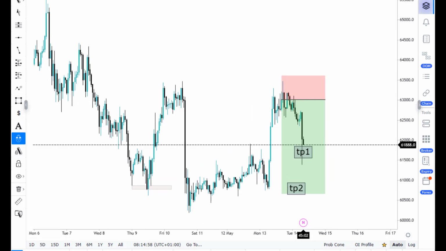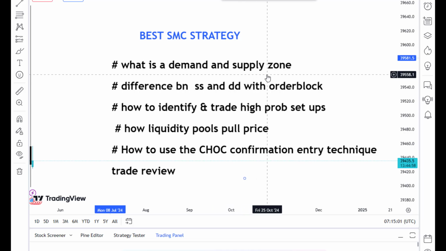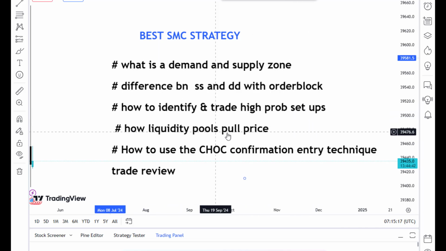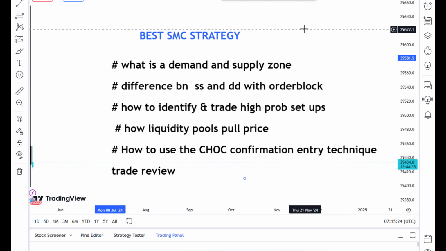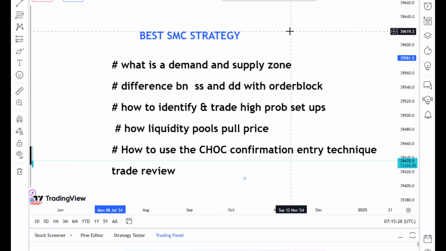So we are going to be looking at a couple of things. We are going to be looking at demand and supply, and the differences between supply and demand zones and other order blocks, and how they are differentiated. How to identify and trade high probability setups, how liquidity pools always pull price, how to use the change of character confirmation entry technique, and then we are going to be doing this trade review. So this is a complete strategy on its own which you can adapt if you watch till the end.